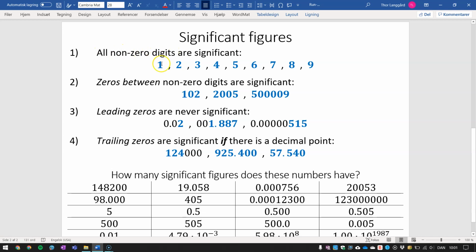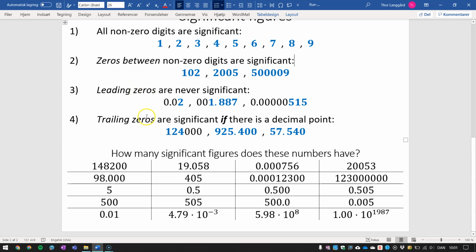The first rule is the easy one: every number that's not 0 counts as significant. Rule number 2 is that if I have these numbers and I have 0 in between, those also count. So these 2 zeros would count as significant because the 2 and 5 are from this list. So this has 4 significant figures, this has 6 significant figures, and this number has 3 significant figures.